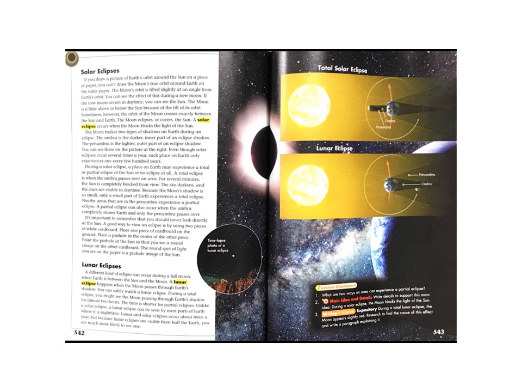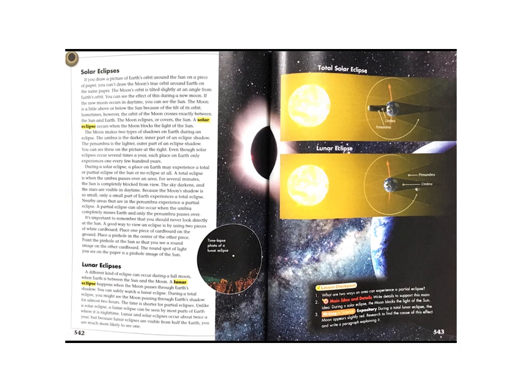It's important to remember that you should never look directly at the sun. A good way to view an eclipse is by using two pieces of white cardboard. Place one piece of cardboard on the ground. Place a pinhole in the center of the other piece. Point the pinhole at the sun so that you see a round image on the other cardboard. The round spot of light you see on the paper is a pinhole image of the sun.